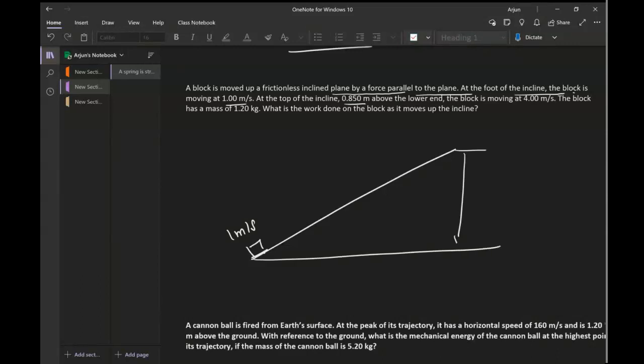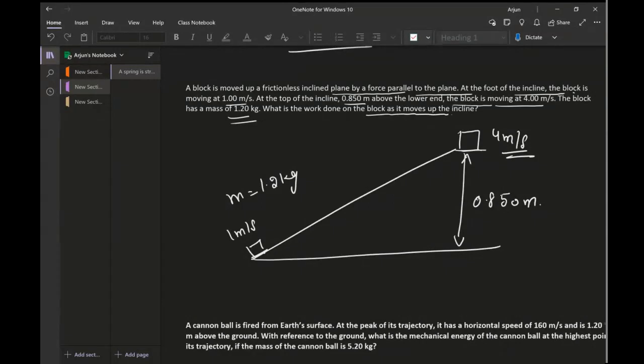At the top of the incline, which is 0.850 meters high, the block is moving at 4 meters per second. So when this block reaches the top, it is moving at 4 meters per second, and the block has a mass of 1.2 kg. What is the work done on the block as it moves up the inclined plane?